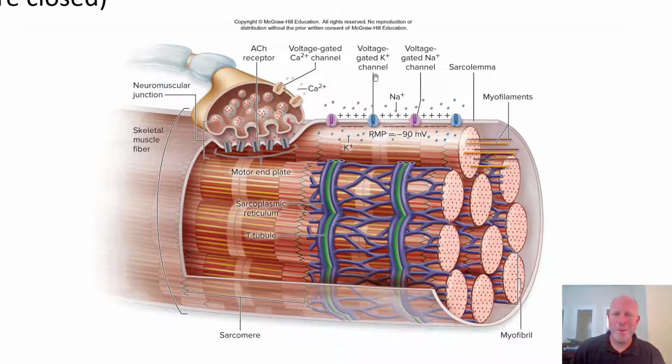Calcium. We have basically our potassium and our sodium here, and there's our sarcolemma here with our myofilaments out of each myofibril. And the sarcoplasmic reticulum here, the T-tubules, the transverse tubules inside.